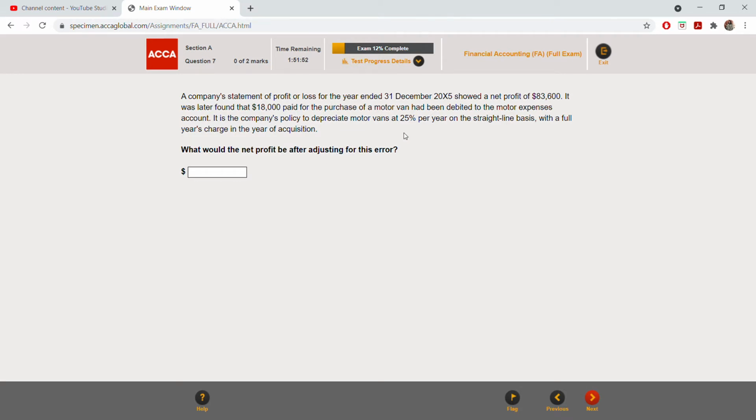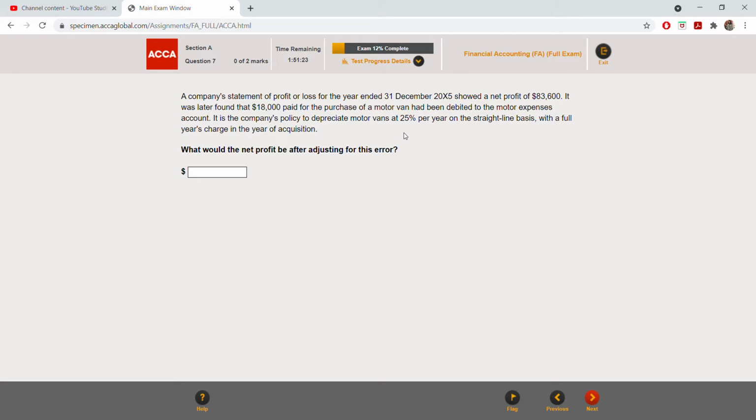So the question is what would be the net profit after adjusting for this error? A complete statement of profit or loss showed a net profit of 83,600. It was later found that 18,000 paid for the purchase of a motor van had been debited to the motor expense account. So you can see the 18,000 purchase for the motor van has been debited to the motor expense, meaning expenses increase. Expenses increase means your net profit went down. So what do you have to do to correct it? You have to add back the 18,000.